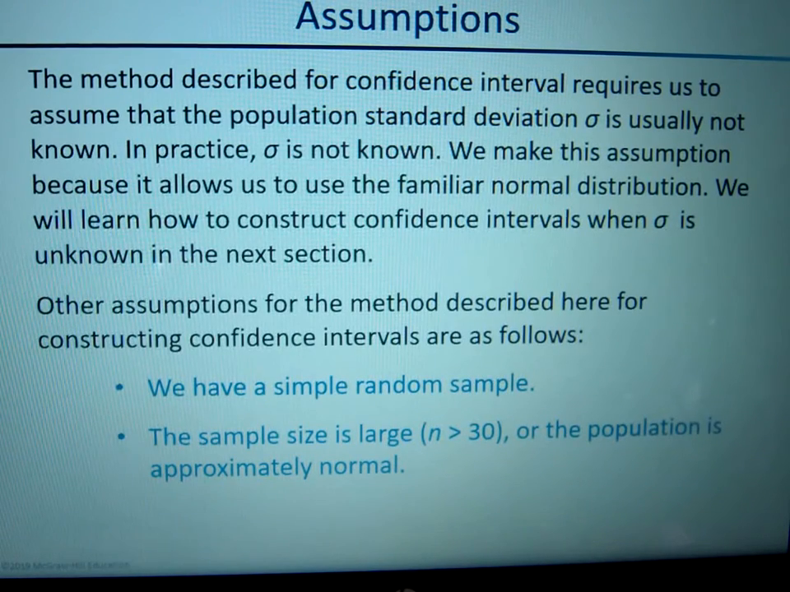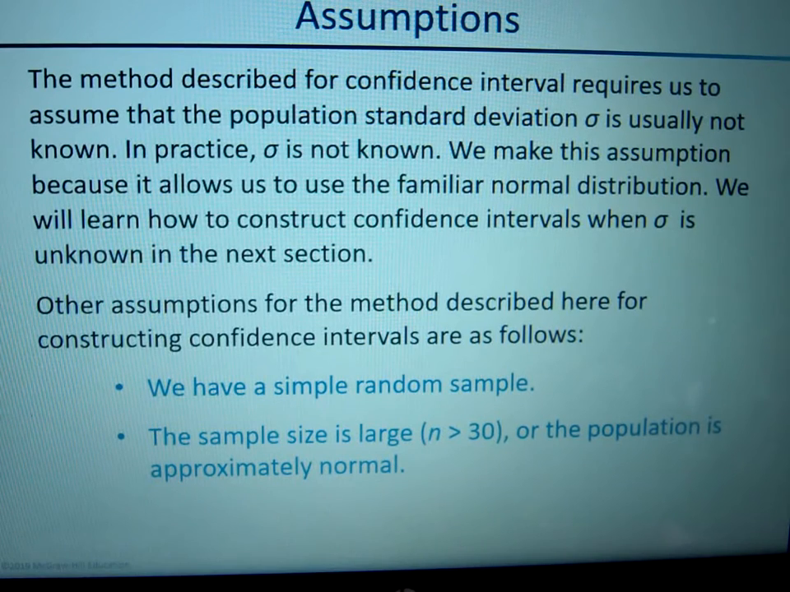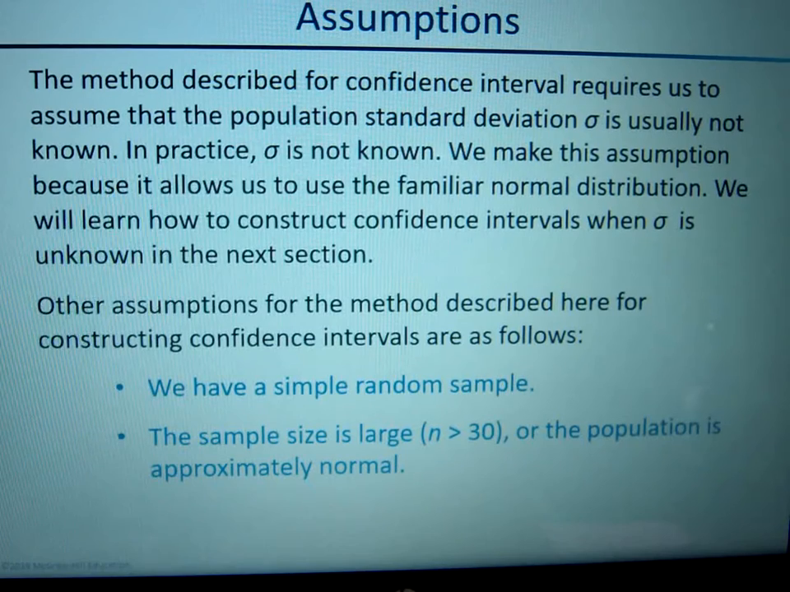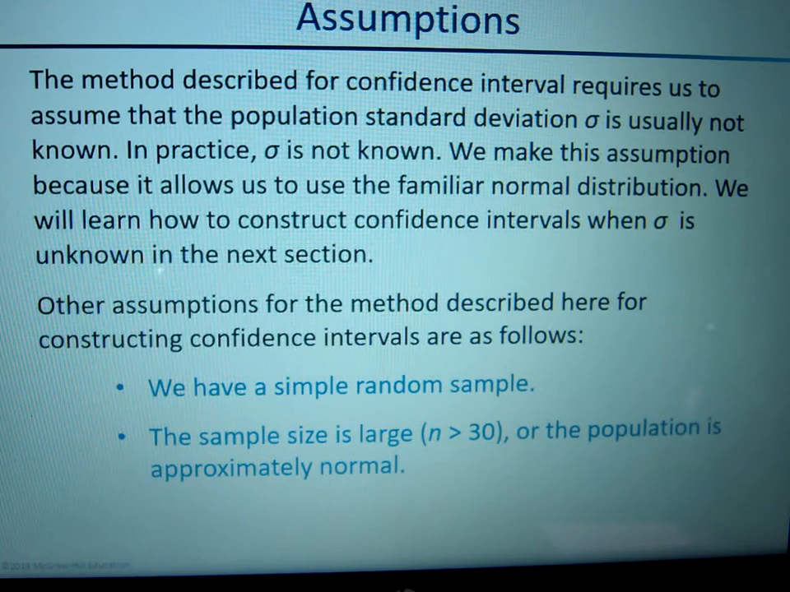All right, now assumptions. The method described for a confidence interval requires us to assume that the population standard deviation, which is little sigma, is known. Usually it is not known, so in practice, it is not known. We make this assumption because it allows us to use a familiar normal distribution when we learn how to construct confidence intervals when little sigma is unknown in the next section.